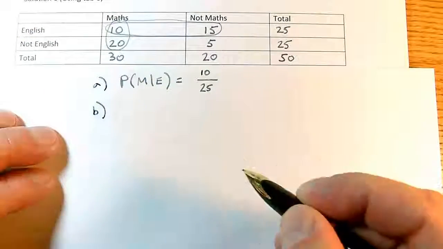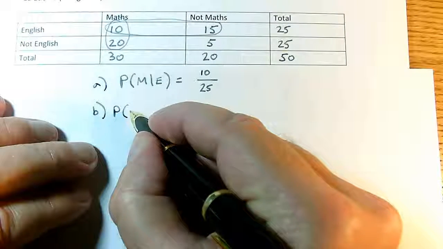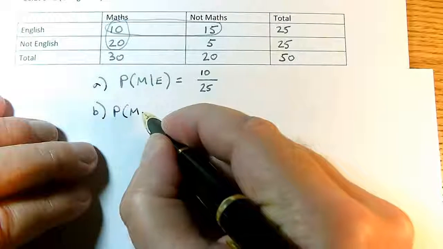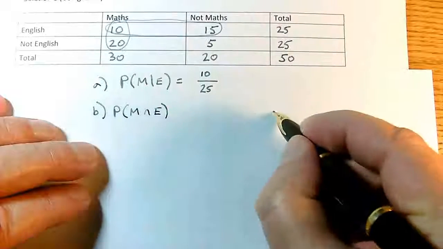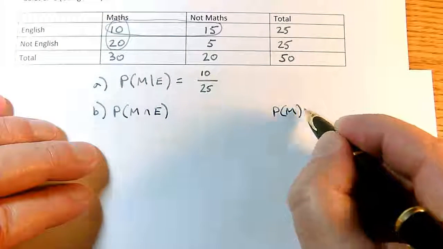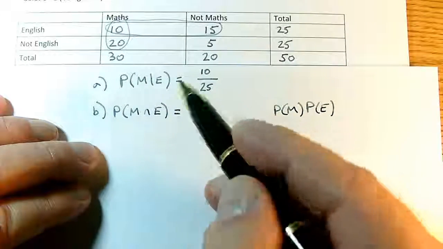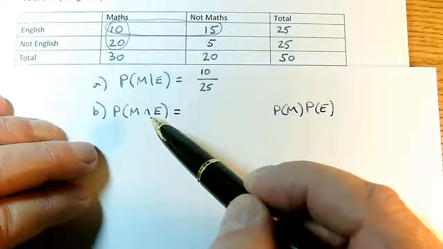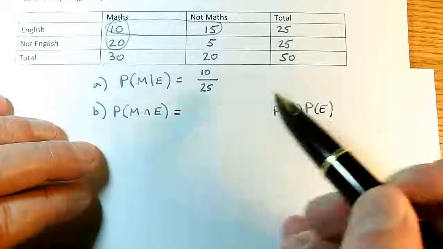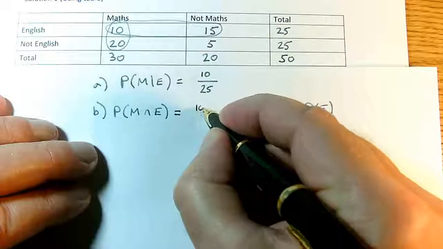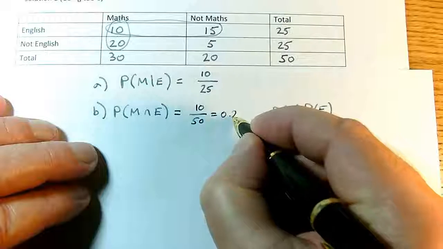When I do B, I'm going to do this similarly. I'm going to test whether the probability of, well, I want independence. So for independence, the probability of M and E should be the same as the probability of M times the probability of E. Okay, well, this is very much similar to what we saw before. So the probability of studying both, here are the students that study both. 10 of them out of the total is 50, not a conditional probability this time, so 10 over 50 is correct, all right, which is 0.2.